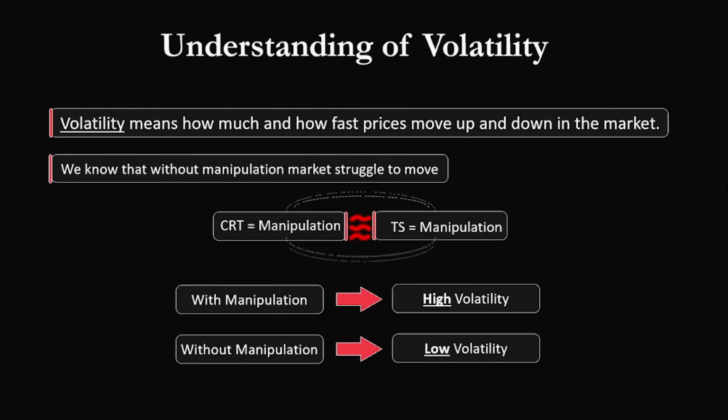So let's understand volatility. Volatility means how much and how fast price moves up and down in the market. We know that without manipulation, markets struggle to move. CRT and turtle soup are a kind of manipulation, nothing else. That's why we know that if there is no manipulation, the volatility will be lower, and with manipulation, the market will be more volatile. It gives us confirmation that it was the actual CRT acting as the manipulation, with increased volatility in the market. It's the same for the turtle soup.